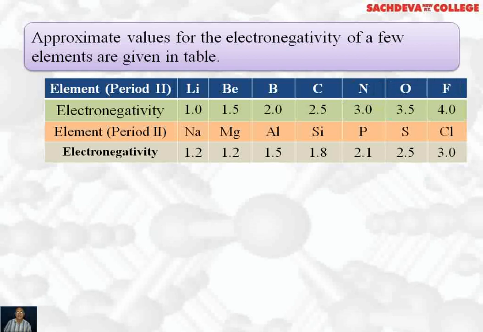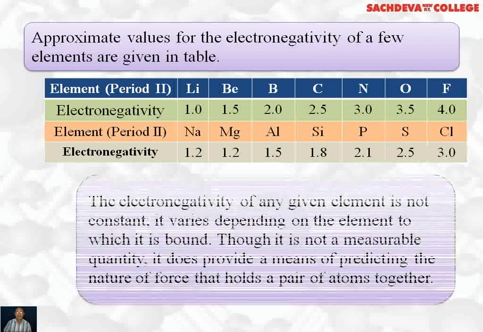It's quite clear that electronegativity goes on increasing along a period from left to right because atomic size decreases. In the third period, we have sodium electronegativity 1.2, magnesium almost the same 1.2, aluminium 1.5, silicon 1.8, phosphorus 2.1, sulfur 2.5, and chlorine 3. That is, electronegativity goes on increasing with the decrease in atomic size.